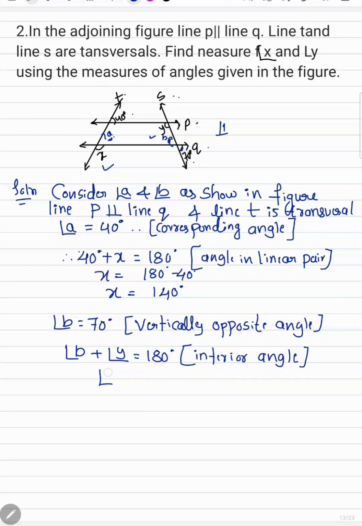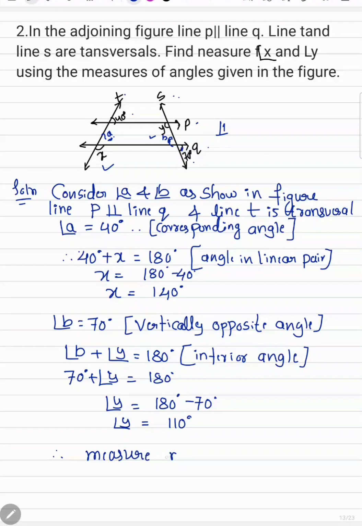So then here we write B's value is 70 degrees. Angle Y, as it is 180 degrees, is angle Y equal to 180 degrees minus 70 degrees. By subtraction, angle Y is 110 degrees. Therefore, finding the measure, we write: measure of x is equal to 140 degrees and measure of y is equal to 110 degrees.